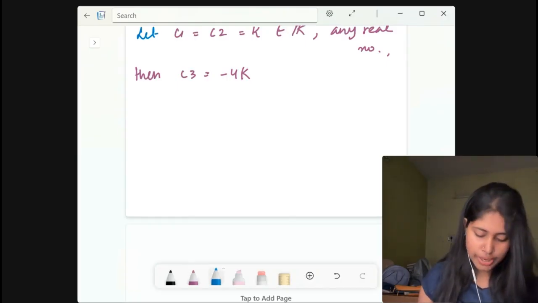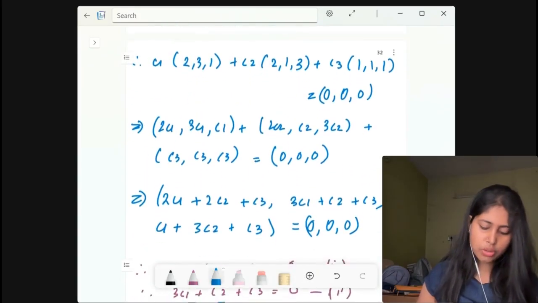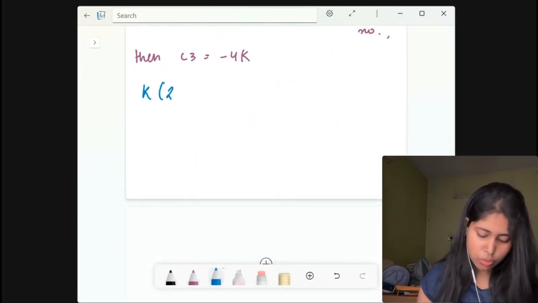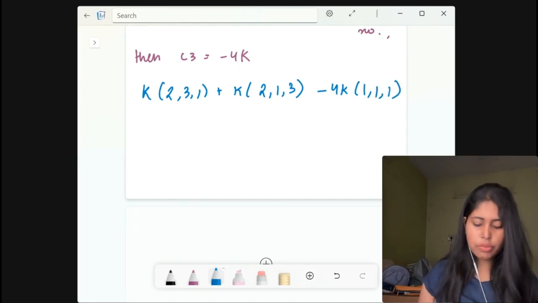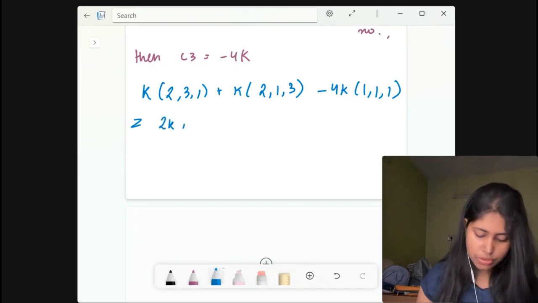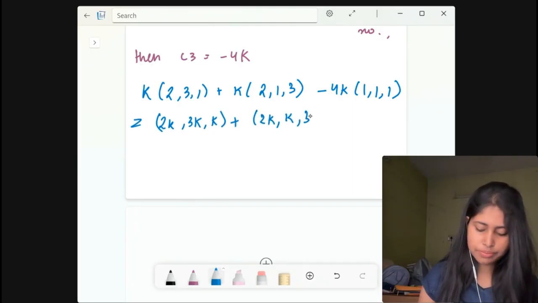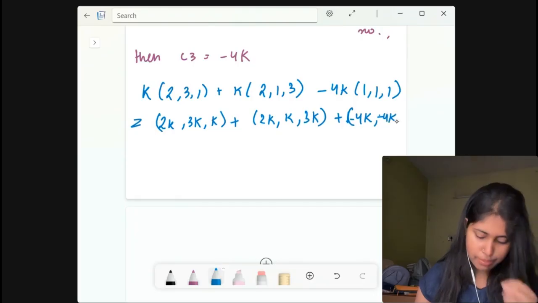So check k into alpha 1, 2 3 1, 2, yes, 2 3 1, plus k into 2 1 3, and then minus 4k into 1 comma 1 comma 1, and we will see if this comes to be 0 comma 0 comma 0 or not. Let us see. 2k comma 3k comma k, plus 2k comma k comma 3k, plus minus 4k, minus 4k, and minus 4k.